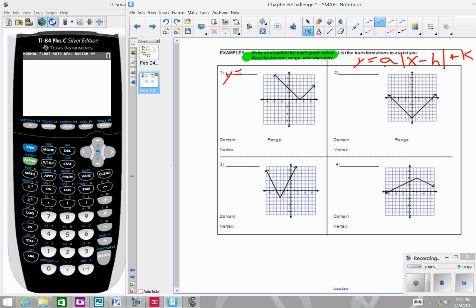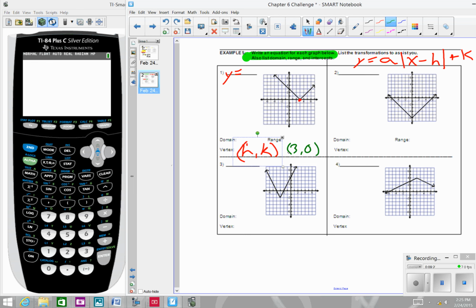So what I need is my a value, my h value, and my k value. If you remember, my vertex is going to be h comma k. So if I find out what my vertex is, I'm going to knock out two of them to begin with. Looking at my vertex right here, it's 1, 2, 3, so it's 3 comma 0. Would you agree? I would say that point is 3 comma 0.